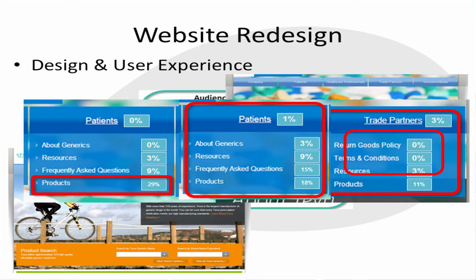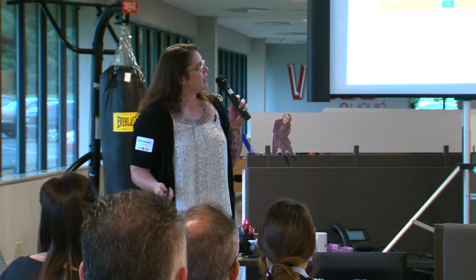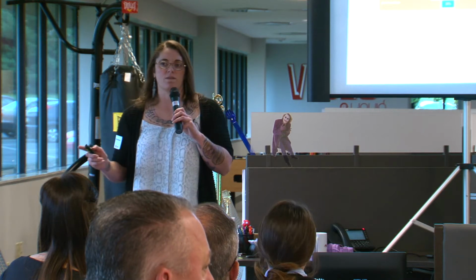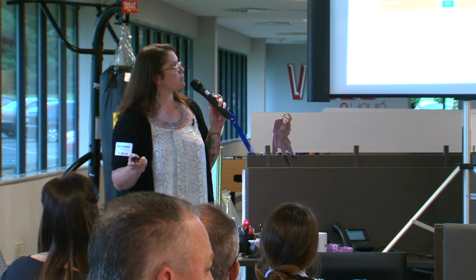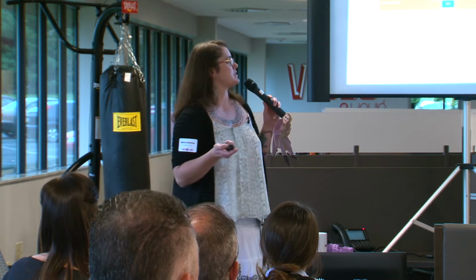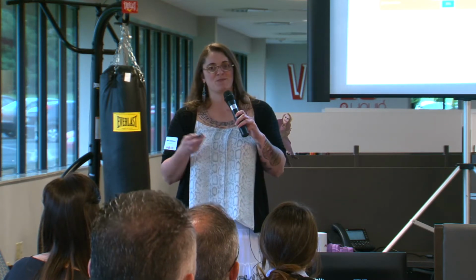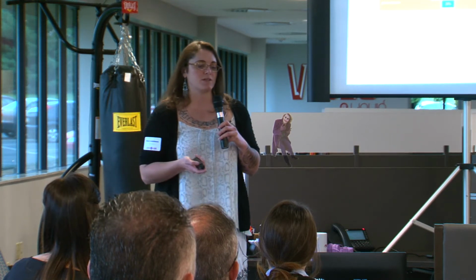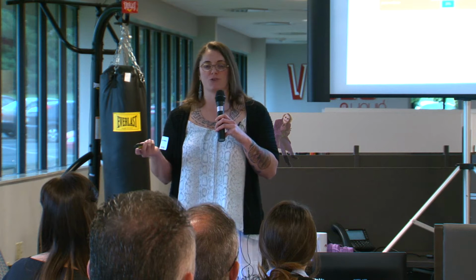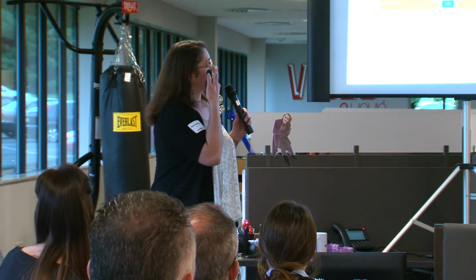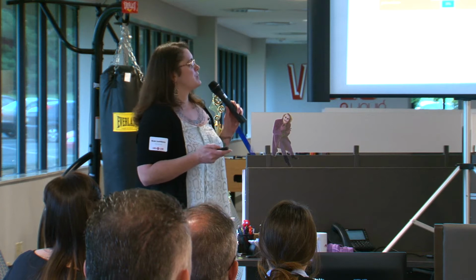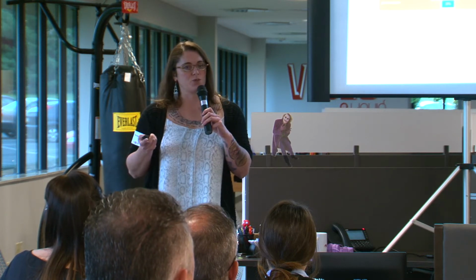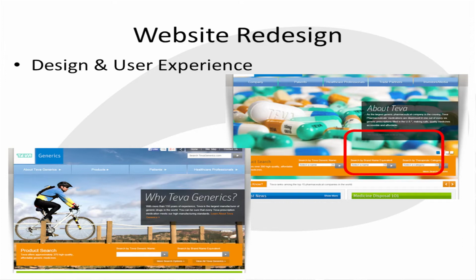Another thing that we found was that people who identified themselves as trade partners were actually mostly using the patient pages of the website. And then finally, for this product search bar on the homepage, there were 3 options for how to search for the products. There was search by the Teva name, search by the brand name, or search by the therapeutic category. And what we found was that really not a lot of people were using that search by therapeutic category. So, taking all of that information into account, this is what the website looks like now.